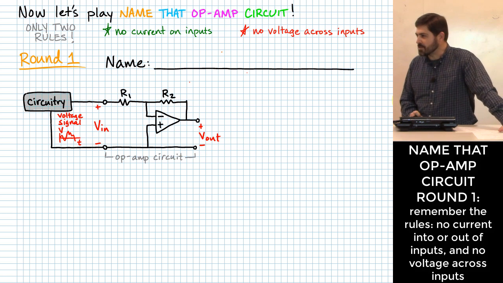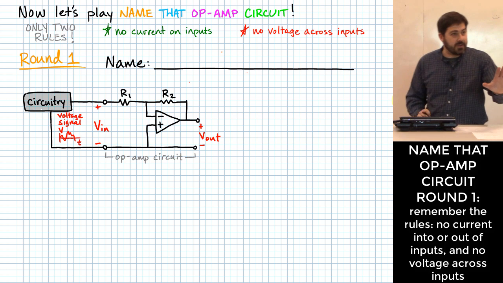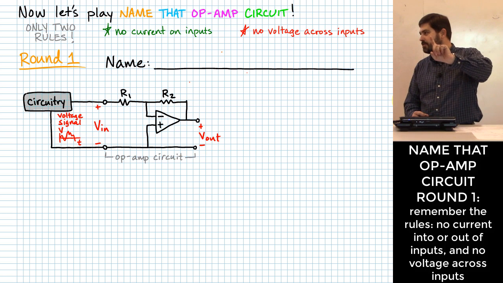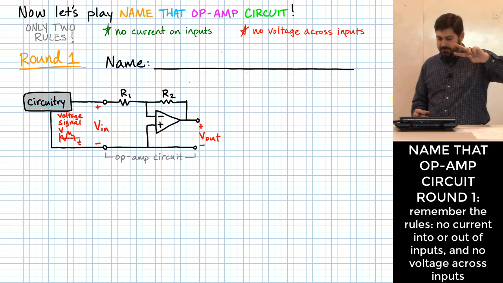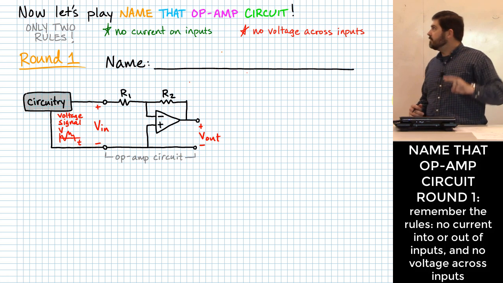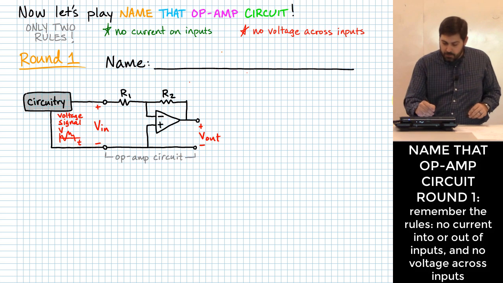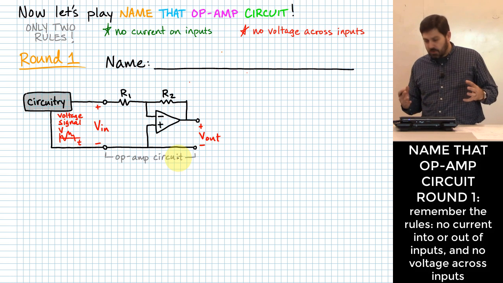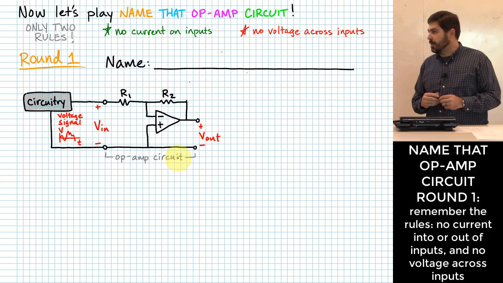Okay, are we excited? So round one, and keep in mind, there's only two rules for this game. No current on the input terminals, right? And no voltage across the input terminals. Here's round one. I've got some circuitry that's creating a voltage signal that's putting an input voltage into the op-amp circuit. Okay, so I want to know, what is this op-amp circuit over here doing? How do we go about trying to determine that?